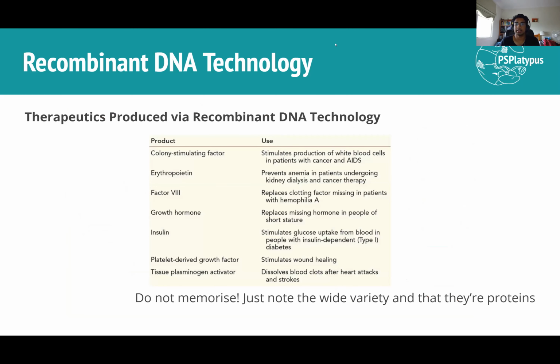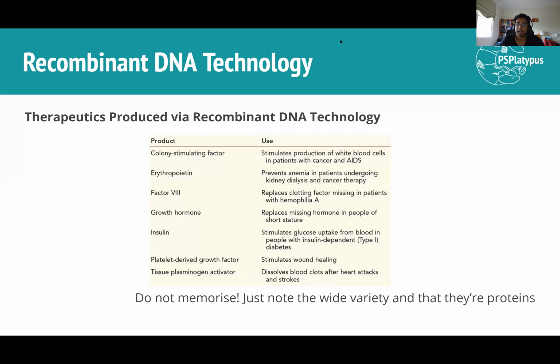Okie dokie. So here are some of the therapeutics that we can make. You don't need to memorize this. A couple good ones to know would be things like growth hormone and insulin. And one that has come up sometimes is tissue plasminogen activator. So you guys should already know what growth hormone and insulin do. TPA is basically used to prevent blood clotting.